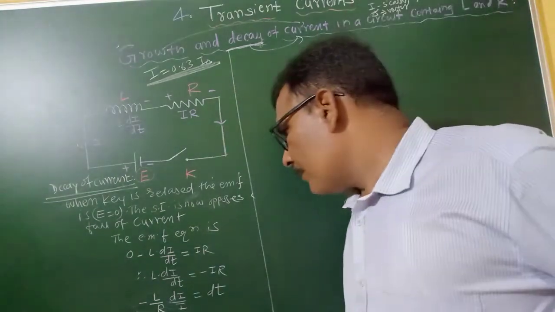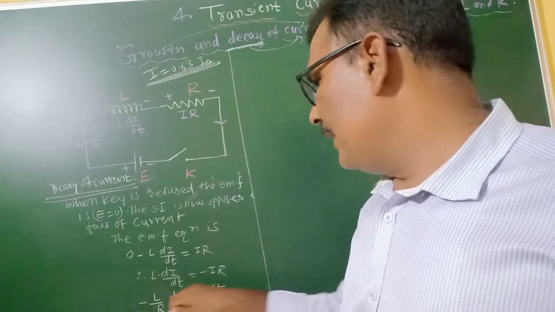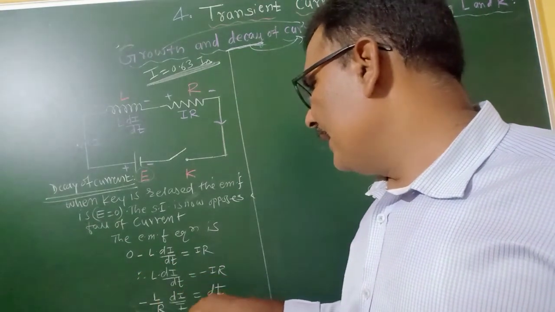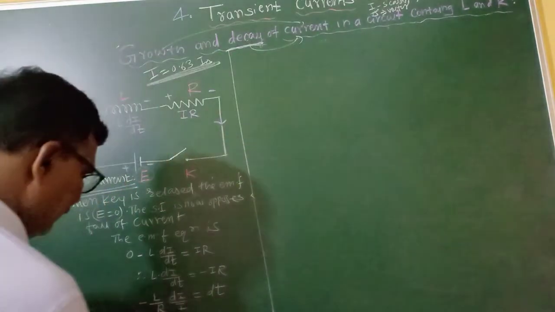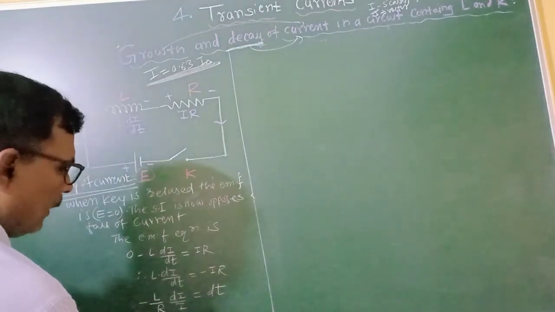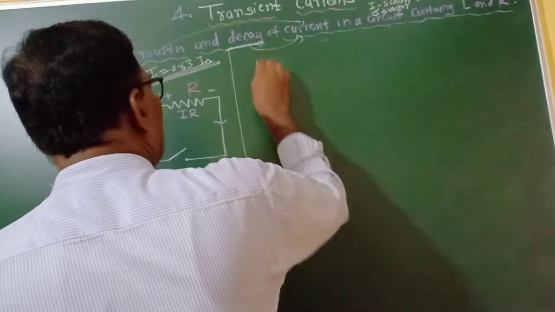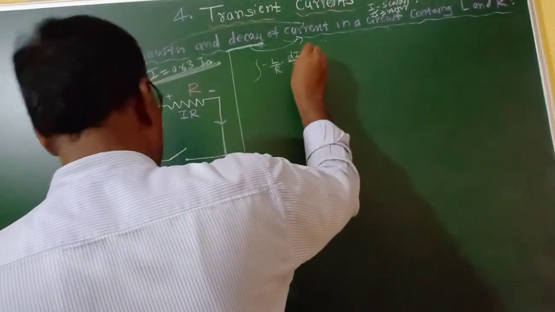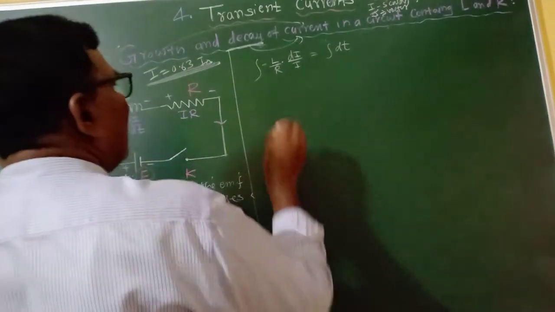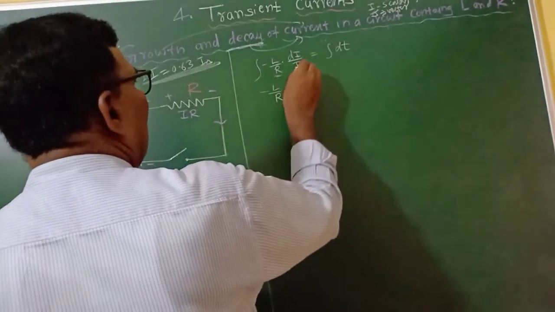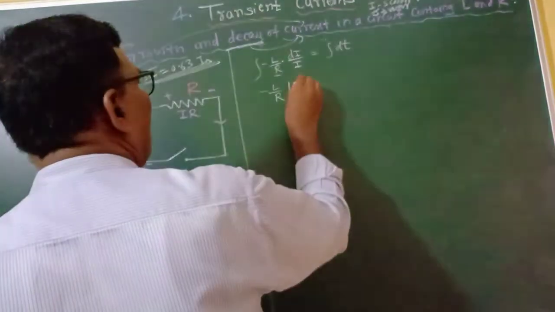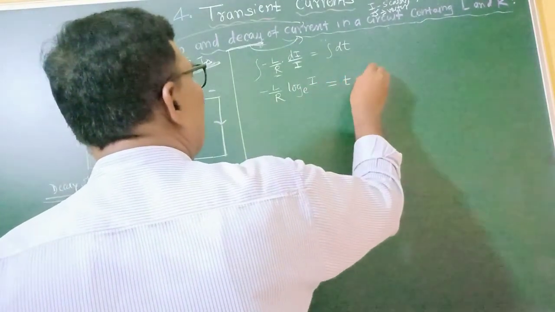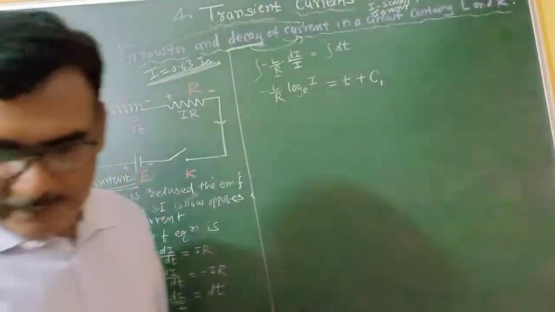Separating the variables, L stays as it is, I and R come to one side, and dt is on the other side. So we have minus L upon R into di by I equals dt. Now integrating this equation, L by R is a constant, so it is taken out, and the integration of di by I gives log to the base e of I, which equals the integration of dt, that is t plus a constant of integration, say C1.